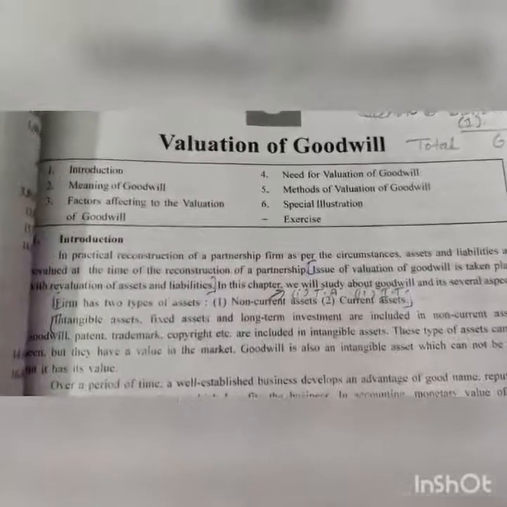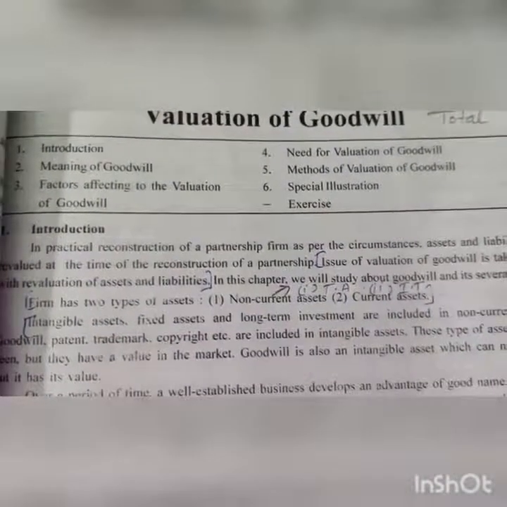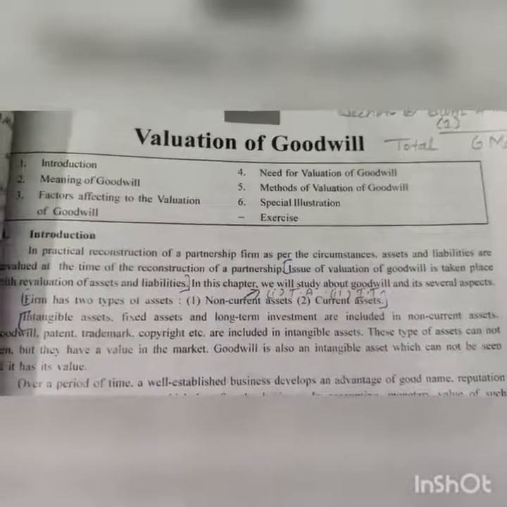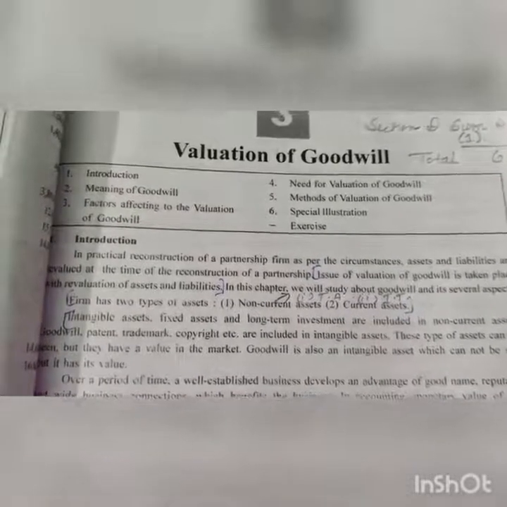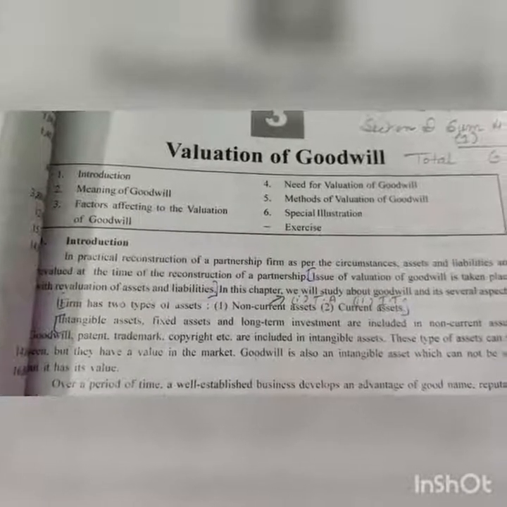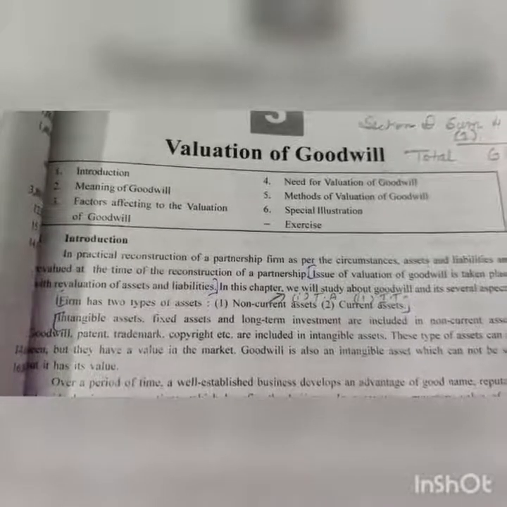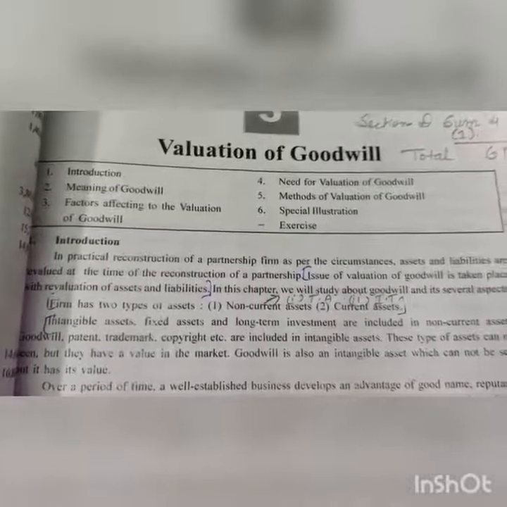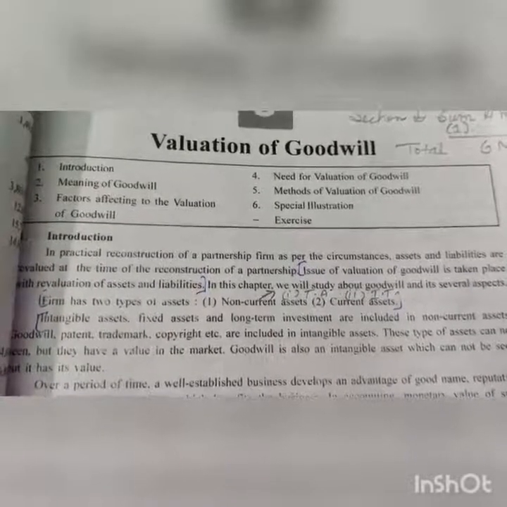Now let us see the first paragraph, the introduction in the textbook, on page number 89. In practical reconstruction of a partnership firm, as per the circumstances, assets and liabilities are revalued at the time of reconstruction. We have studied in lesson number 4, reconstruction of partnership, when the profit and loss ratio of partners is changed. Under those circumstances we were also revaluing the asset and liabilities. The issue of valuation of goodwill takes place with revaluation of assets and liabilities.